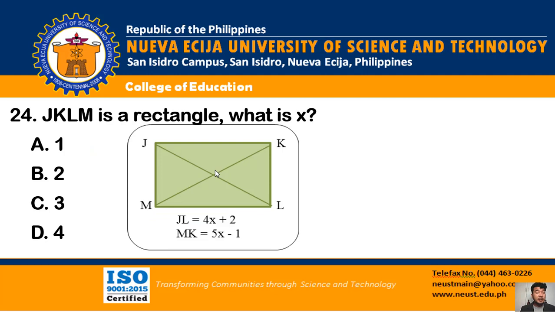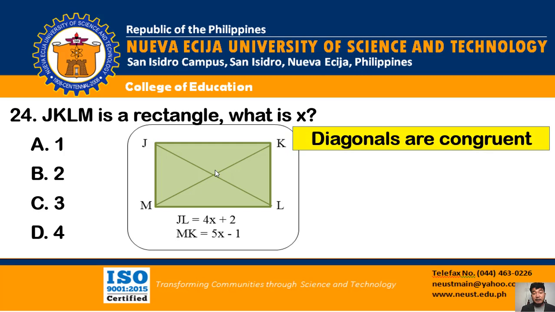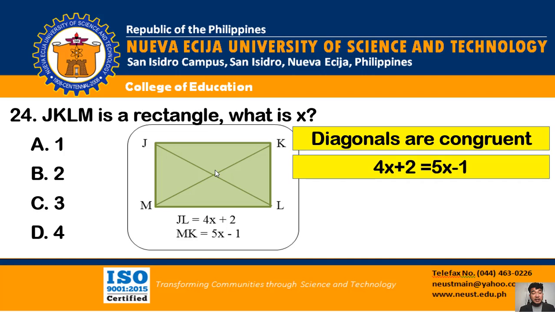Number 24. JKLM is a rectangle. What is X? Given that JL is equal to 4x plus 2 and MK is equal to 5x minus 1. These are both diagonals of the rectangle. And diagonals of a rectangle are congruent. So we can equate JL equals MK, or 4x plus 2 equals 5x minus 1. Then we solve for x, which is equal to 3.